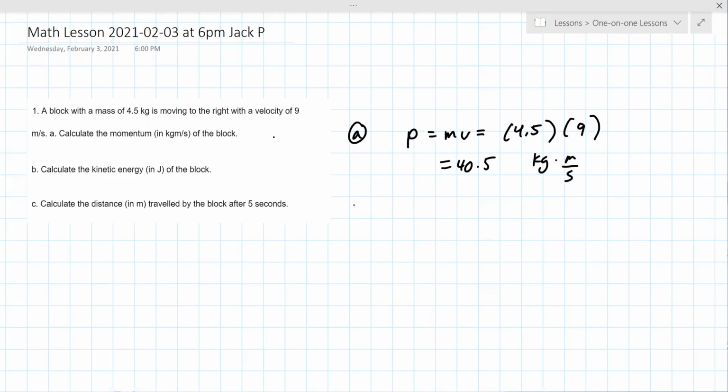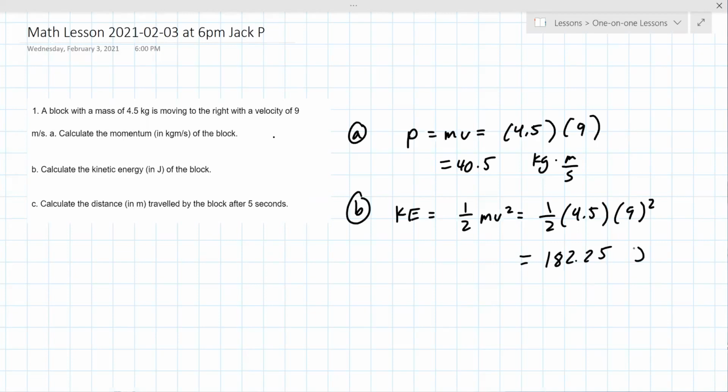Okay, the kinetic energy. The kinetic energy is 1/2 mv squared. So that's 1/2. The mass is 4.5. Velocity is 9 squared. So let's get that out. 1/2 times 4.5 times 81, 182.25. That's in joules.